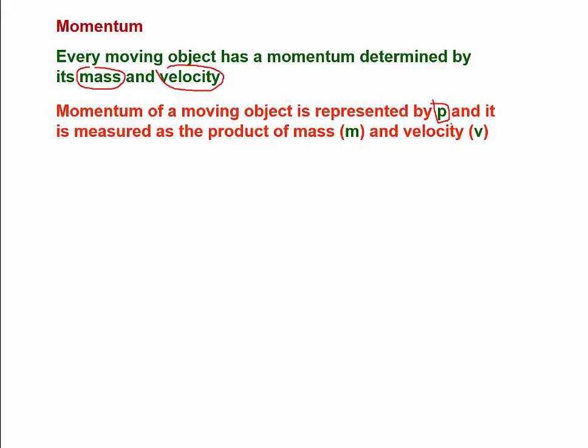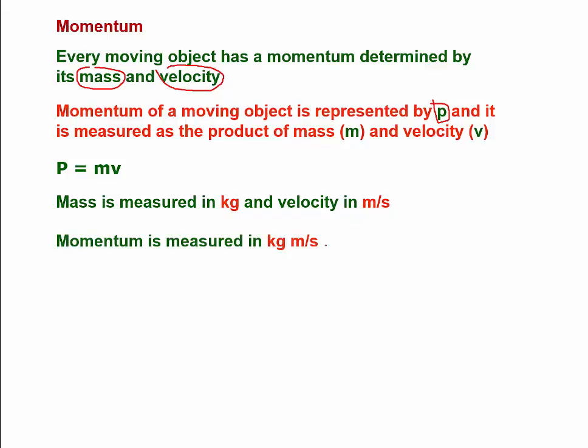So can you write an equation for momentum? p equal to m times v. Momentum is the product of mass and velocity. There you go. Momentum is mass times velocity. What is the unit for measuring momentum? Mass is measured in kilograms. Velocity is measured in meters per second. Therefore, momentum is measured in kilogram times meter per second. So, momentum is measured in kilogram meter per second.